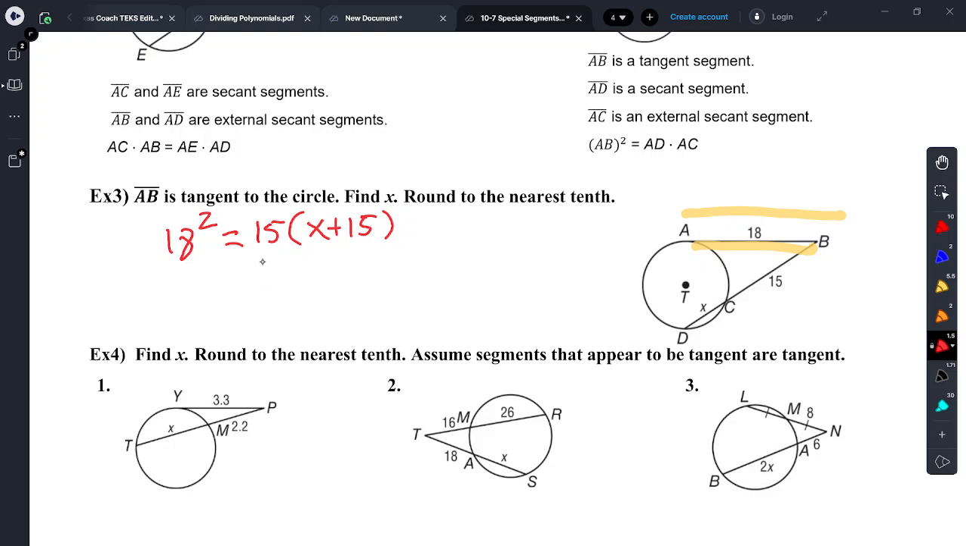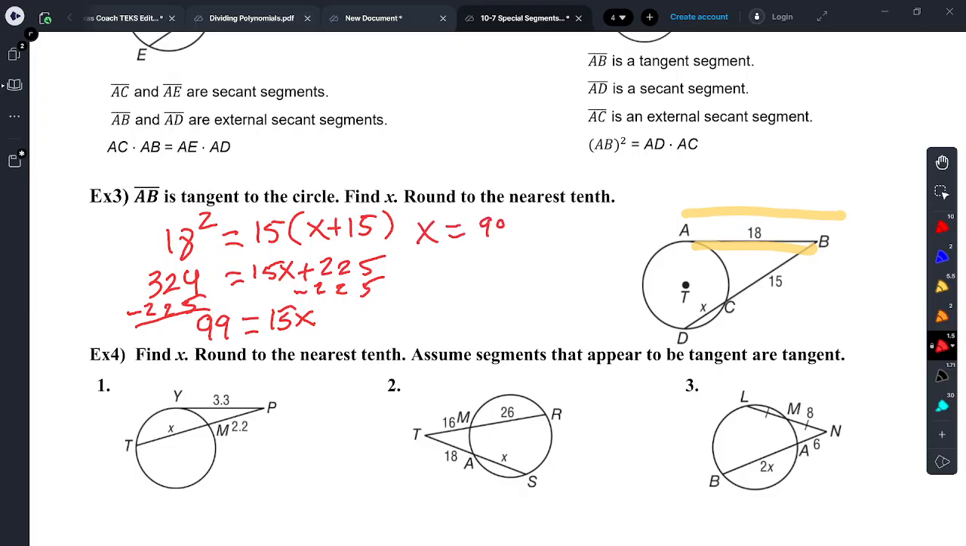Distribute the 15. So 15x plus 225. What's 18 squared? 324. Subtract 225. What do we get? Is that 99? Yes. 99 equals 15x. Boy, this is going to be ugly, huh? All right, so we get x is 99 over 15, which is 33 over 5? No, that's not too bad. And then round to the nearest tenth that they asked you to. Yeah, I'm not going to do it, but yes. I got it? All right.